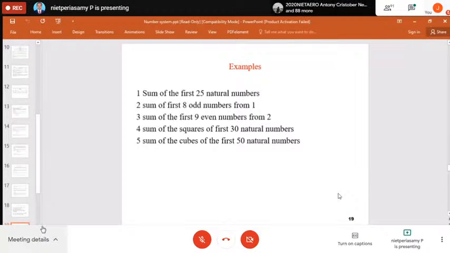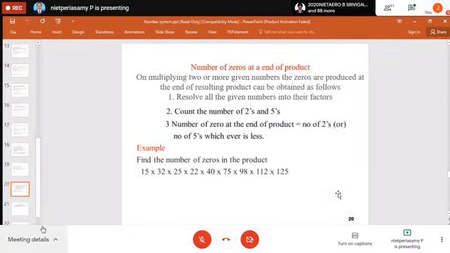So this is the example solution for the first one. Similarly, do the remaining examples. Next one, this one is the last one.